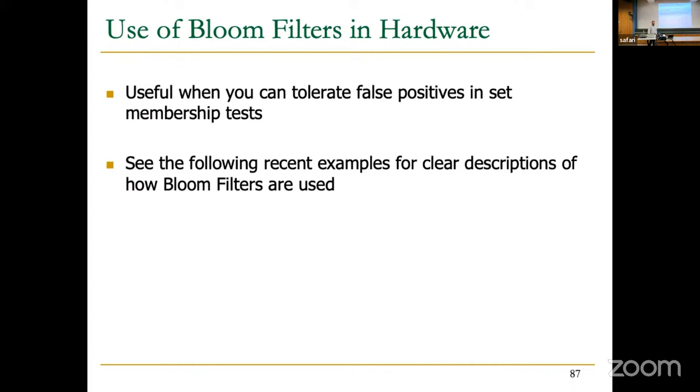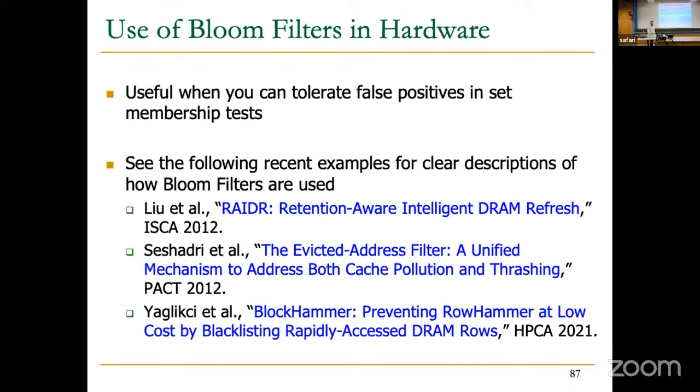Okay, so there are some other examples that use Bloom filters. So this Raider is the paper that we keep talking about. Yeah, this is another paper from 2012, the evicted address filter, a mechanism to address both cache pollution and thrashing. And this is the paper that we talked about yesterday, RowHammer, that uses Bloom filters to identify if a row is hot or not. In the false positive case over there, you can misidentify a row as hot while the row is cold, but it's not a problem because you do not observe a bit flip in a cold row. The only caveat is that you end up throttling more rows than necessary.